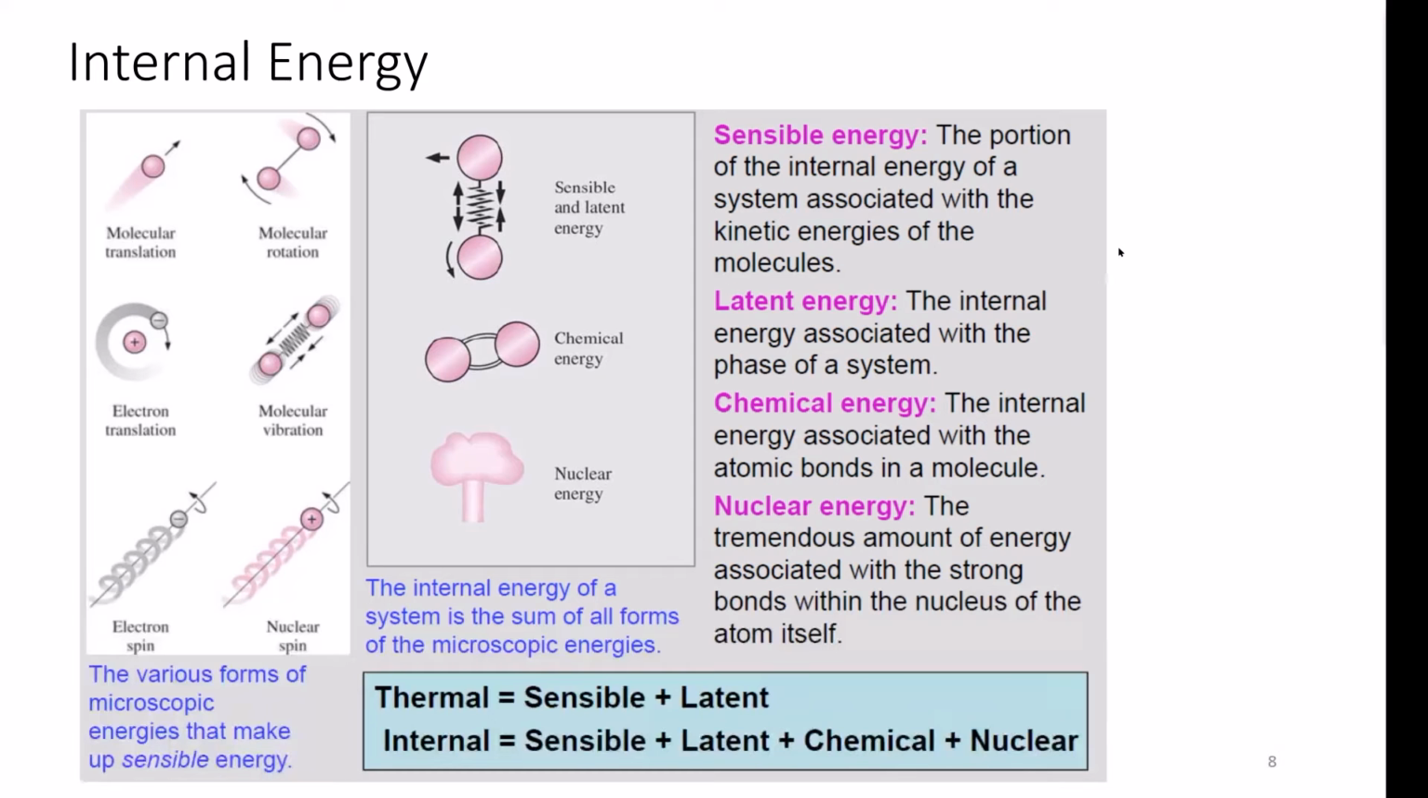Okay, just looking at internal energy in a little more detail, we have sensible energy. This is the kinetic energy, or energy associated with the movement of molecules in the system. Then we have latent energy. This is in terms of its phase. Chemical energy, anything associated with atomic bonds in a molecule, and then nuclear energy, right? So thermal energy, we have sensible and latent, which makes up the total thermal energy in the system, okay? And then the internal is everything, plus chemical, plus nuclear, all right? Okay.